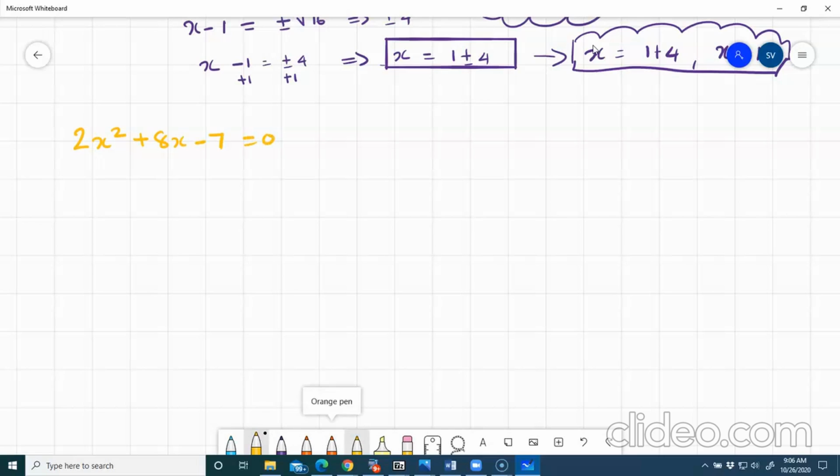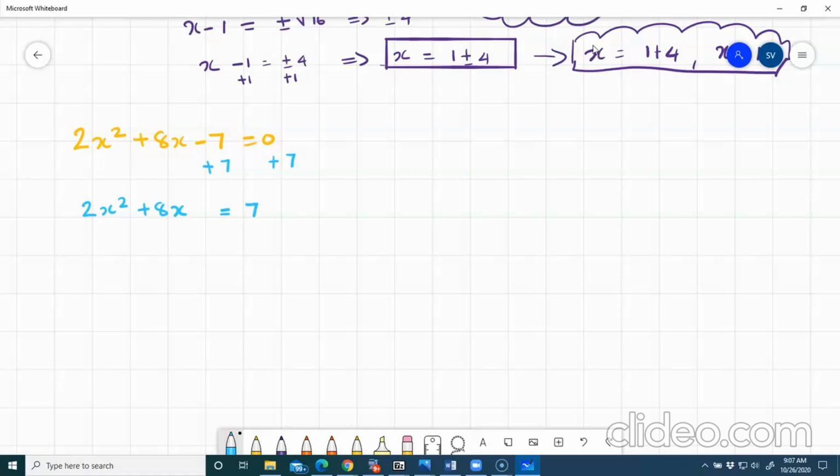Okay, so you can have some common procedures here. As I told you before, keep the constant on the other side or eliminate it by adding a 7 on both sides. So the result is 2x squared plus 8x equal to 7.